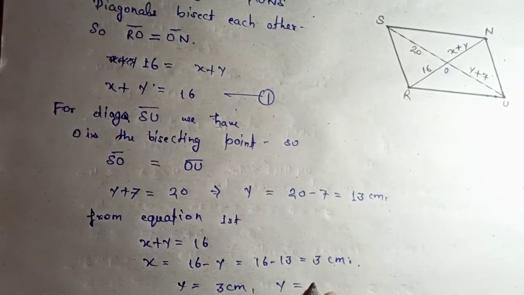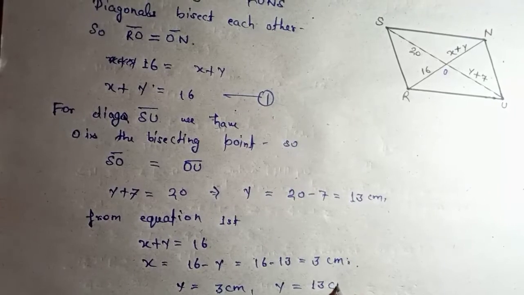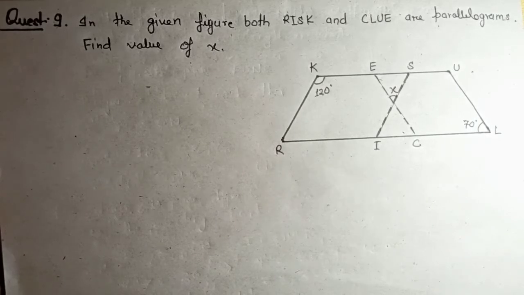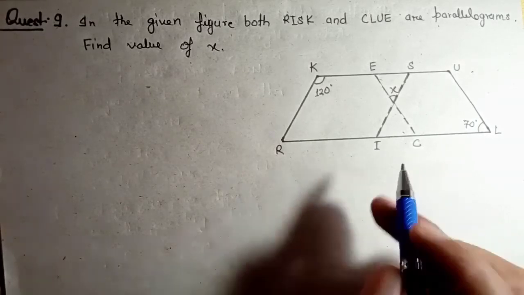Value of y is equal to 13 centimeter. Now we have question number 9. In the given figure, both RISK and CLUE are parallelograms, and we have to find value of x.